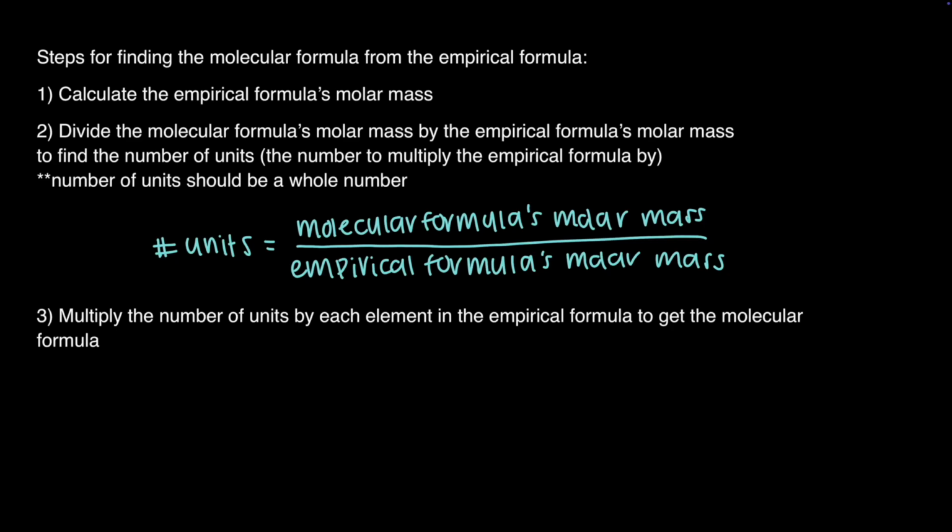To find the molecular formula from the empirical formula, we will first calculate the empirical formula's molar mass, then we will divide the molecular formula's molar mass by the empirical formula's molar mass. The molecular formula's molar mass will always be given in the problem and will just say molar mass or molecular mass. When we divide the molecular formula's molar mass by the empirical formula's molar mass, we find the number of units to multiply the empirical formula by to get the molecular formula. The number of units should be a whole number. Step 3 is multiply the number of units by the empirical formula to get the molecular formula.